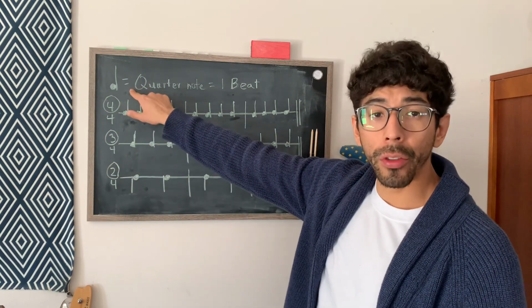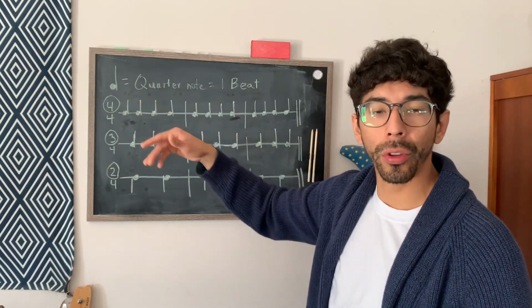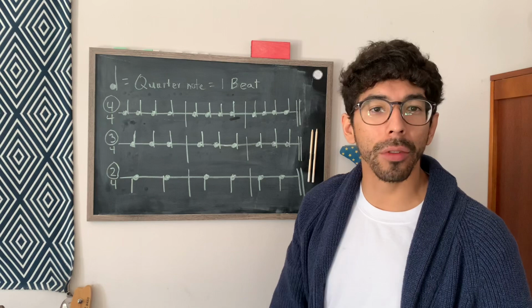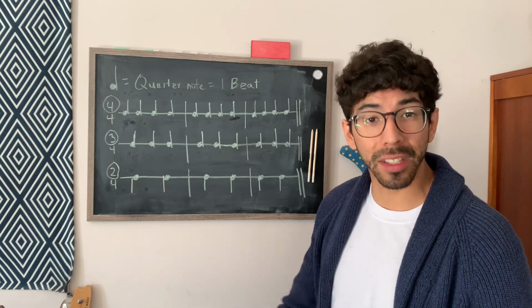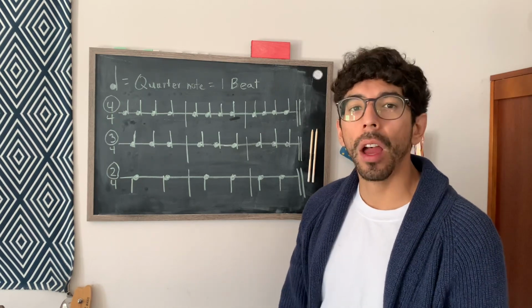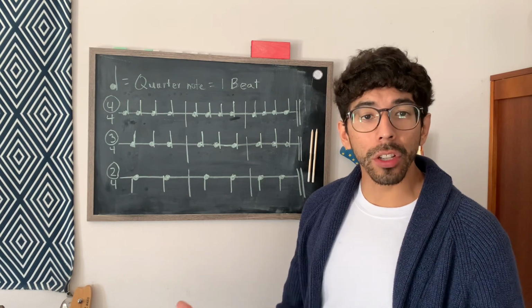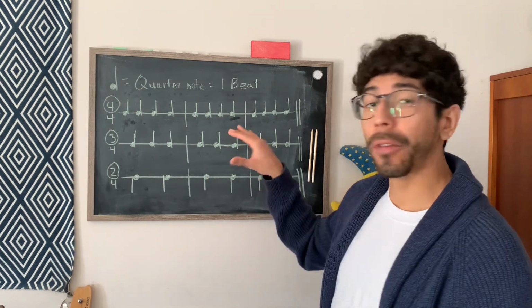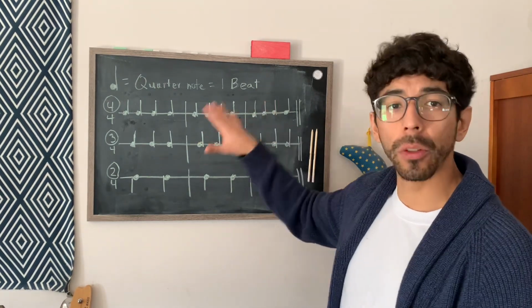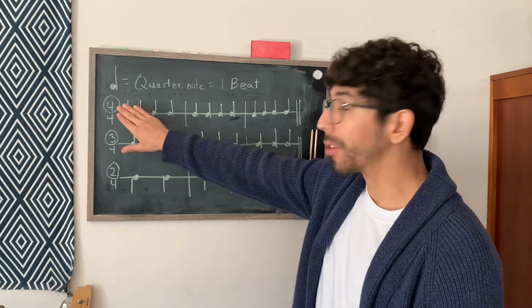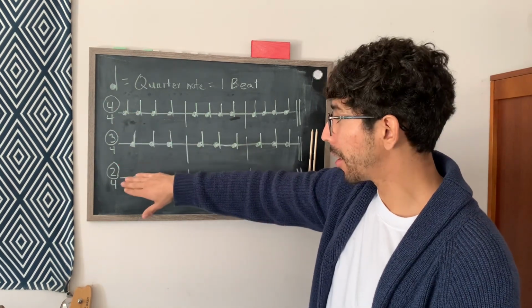There are other types of notes. There's half notes, whole notes, dotted half notes, eighth notes, 16th notes, 32nd notes. Eventually, I'll explain that in a future lesson. I just wanted to keep it super basic just to explain the top number on the time signatures.